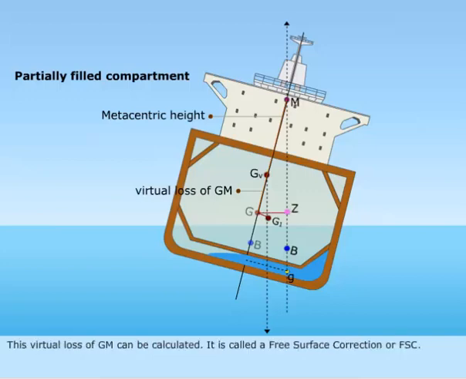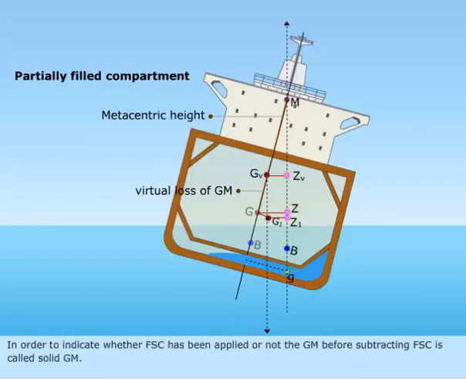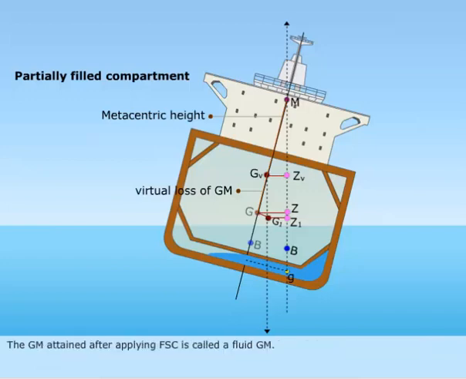This virtual loss of GM can be calculated. It is called a free surface correction, or FSC. In order to indicate whether FSC has been applied or not, the GM before subtracting FSC is called solid GM. The GM attained after applying FSC is called a fluid GM. In all stability calculations, you will use fluid GM.